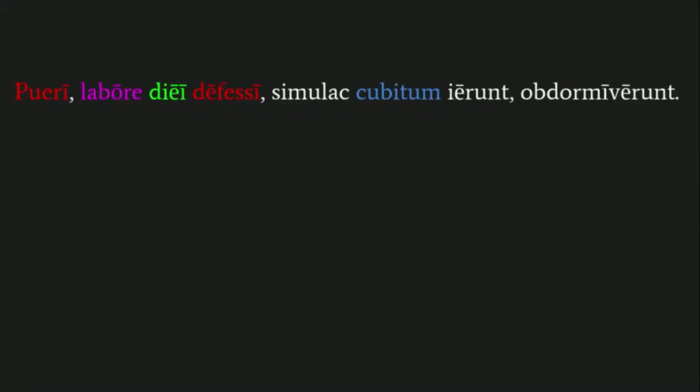Then we have pueri, labore die defessi, simul cubitum ierunt, obdormiverunt. So the boys, there's your subject, pueri, and we have this sort of side phrase, defessi, tired from the labor. Labore is ablative, so they're tired from the labor, die, of the day. There's a fifth declension noun, genitive singular. So tired from the labor of the day, they immediately went to bed, or rather you could say something like, as soon as they went to bed. Ierunt is perfect tense. As soon as they went to bed, they fell asleep. Obdormiverunt, they went to sleep. So sort of the idea is as soon as they hit the pillow, they're sleeping.